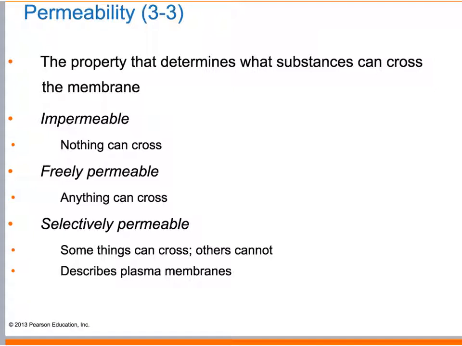Permeability is a property that determines what can enter the cell. There are three types of permeability. If something is impermeable, nothing can cross. If something is freely permeable, anything can cross or enter or exit. But the cell membrane is selectively permeable. Some things can enter and others cannot. Plasma membranes are selectively permeable.